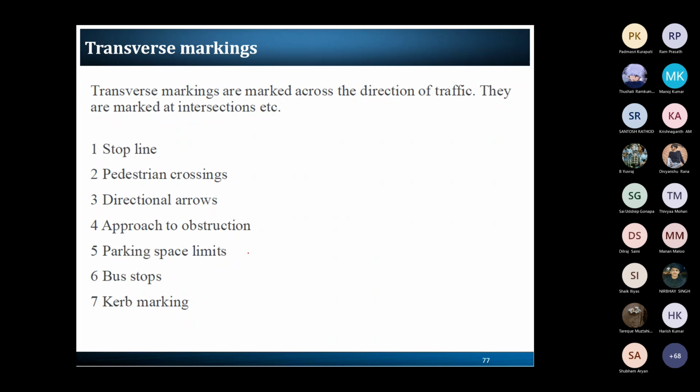Other than that, we provide some other markings. At an intersection, we provide the stop line for the vehicle. So this is also road marking. Pedestrian crossing, crosswalk marking, and directional arrows we provide. If any approaches are appearing, that is also provided. Signboards are provided with respect to the signal, and at the same time, that can be marked on the road also.